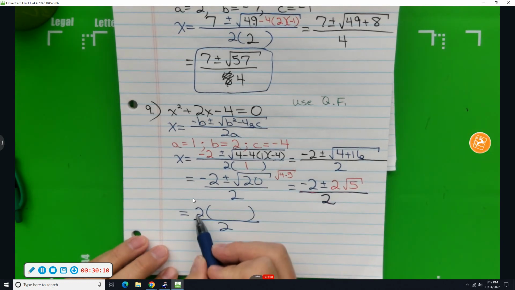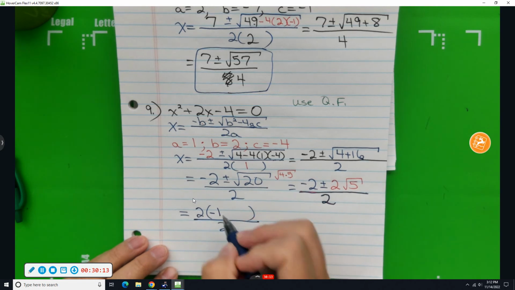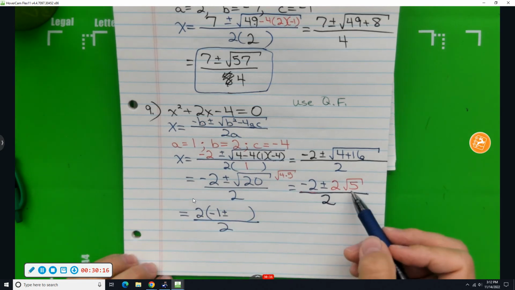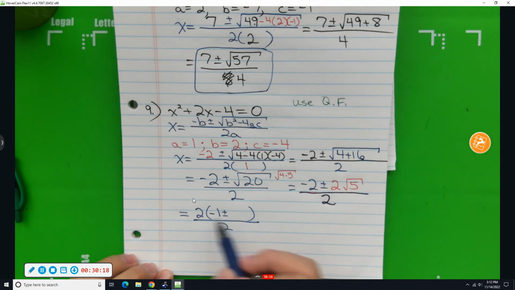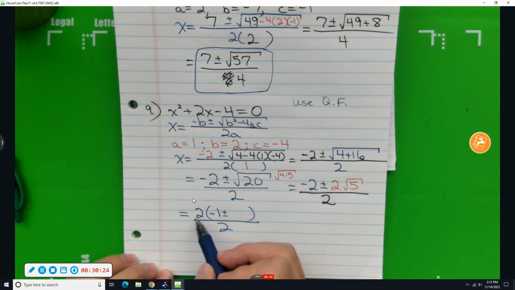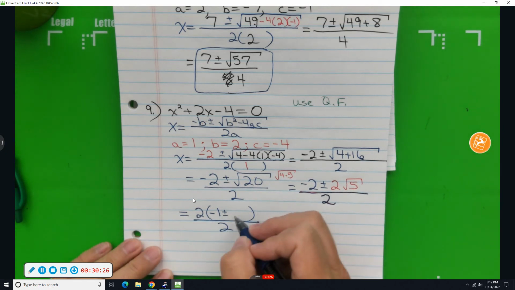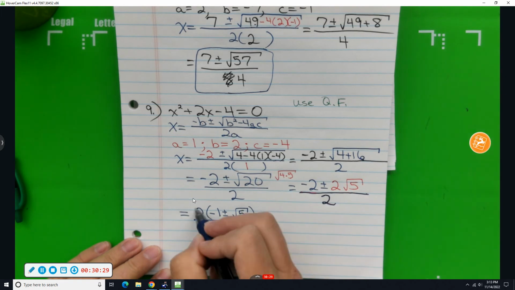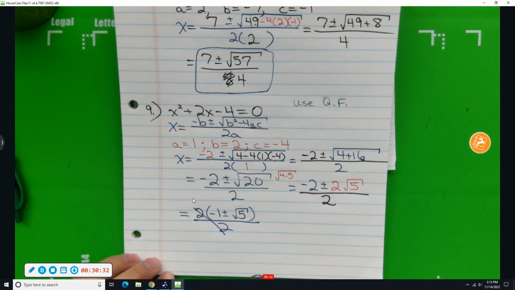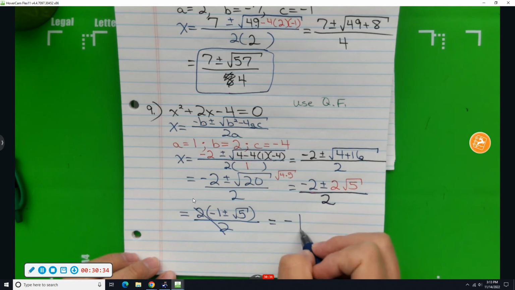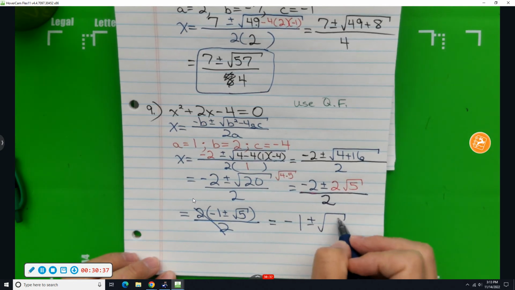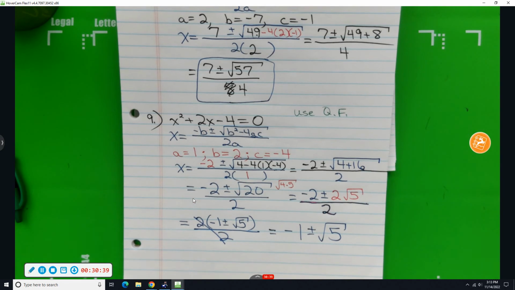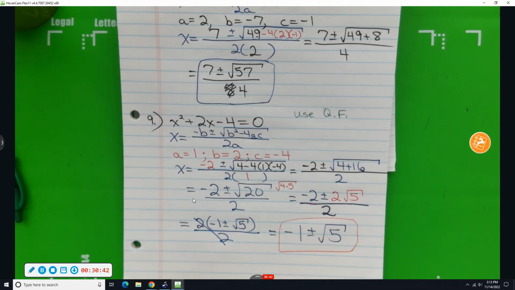Negative 2 divided by 2 gives me a negative 1, plus or minus 2 square roots of 5 divided by 2. What are we going to have left here? 2 square roots of 5 divided by 2 leaves us 1 square root of 5. And then you can cancel the 2's. Our final answer is negative 1 plus or minus the square root of 5.